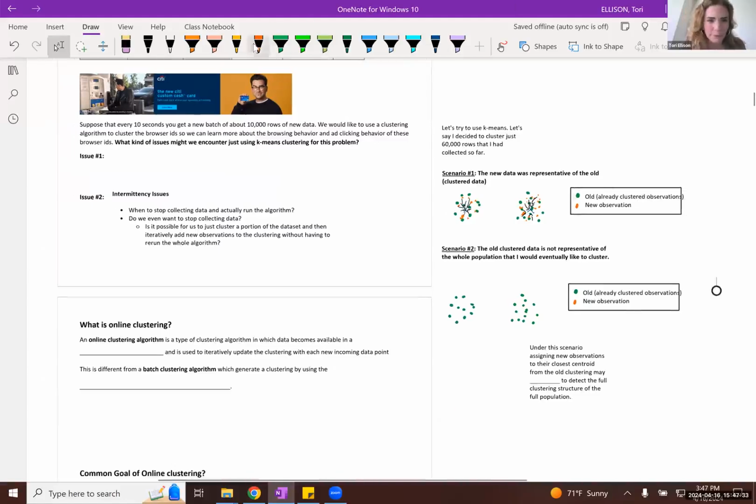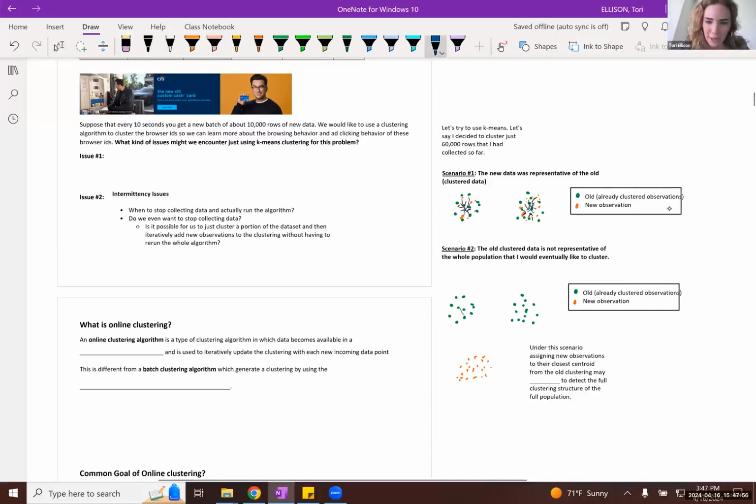On the other hand, it could entirely be possible that the first few batches of data were not necessarily representative of the full data set that we would eventually like to cluster as new batches came in.